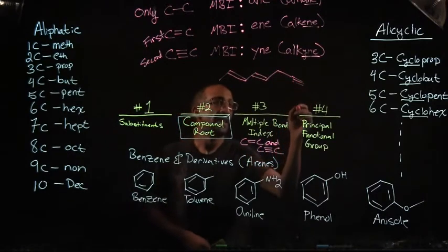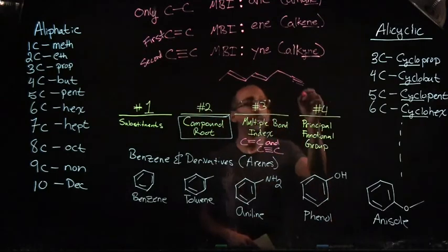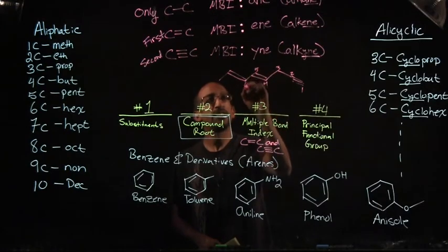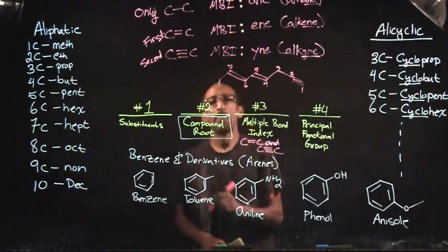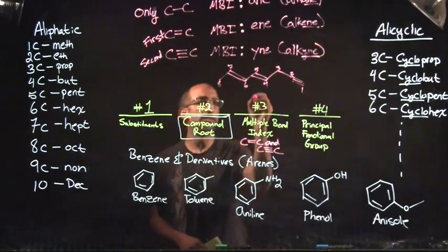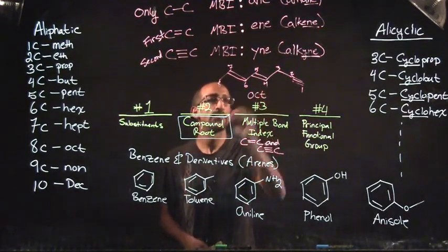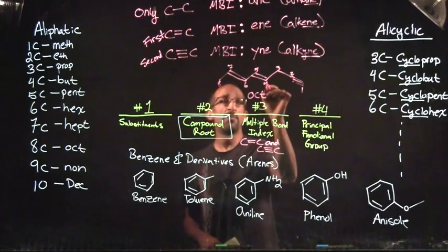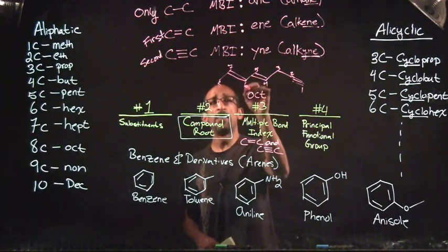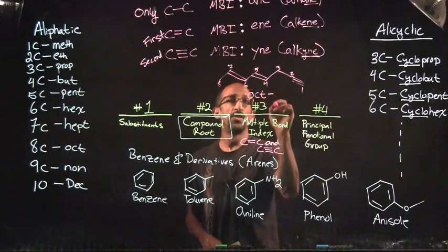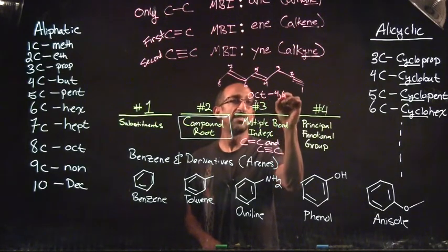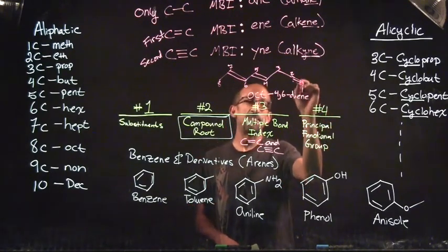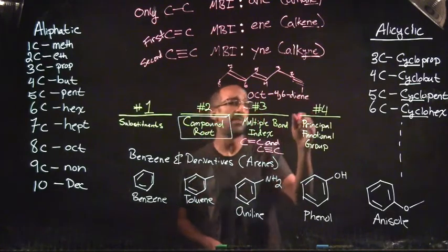The triple bond would take functional group priority. This would be carbon 1, 2, 3, 4, 5, 6, 7, 8. My compound root would come from my 8 carbon chain, so this would be oct. My double bonds would go first, so I have a double bond starting at position 4, another double bond starting at position 6, so this would be 4,6-diene, and then since the triple bond starts at position 1, we don't need to number it, yne.